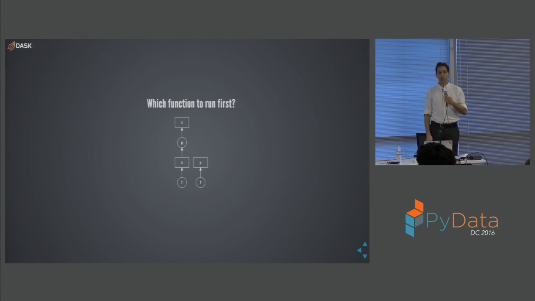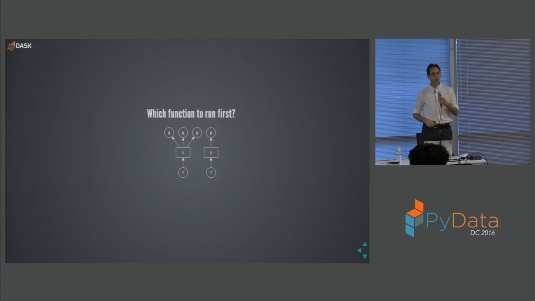So here's a very simple graph. Which function do we run first? Both Fs are available. Which one do we run first? We're going to choose to run the left one first, because something depends on it. It's on a critical path. We can't finish our computation until everything's finished. So we run the left one.